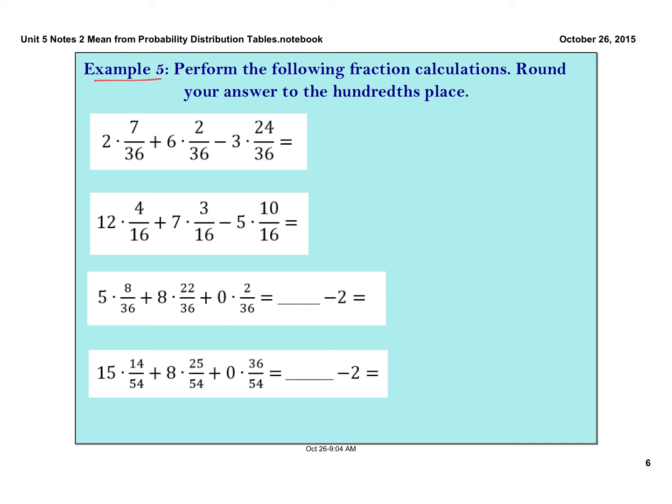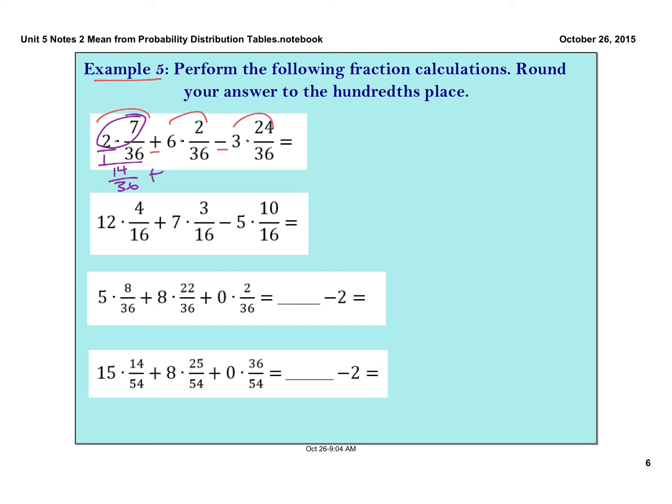So let's look at this first one. It says 2 times 7/36 plus 6 times 2 out of 36 minus 3 times 2/24 out of 36. Remember that multiplication comes before addition and subtraction, so I have to take care of this and this and this before I take care of the addition and the subtraction. The other thing to remember is that whole numbers are over 1 when they're in a fraction form. So when I multiply these two things together, I'm multiplying 2 times 7, which is 14, over 1 times 36, which is 36.